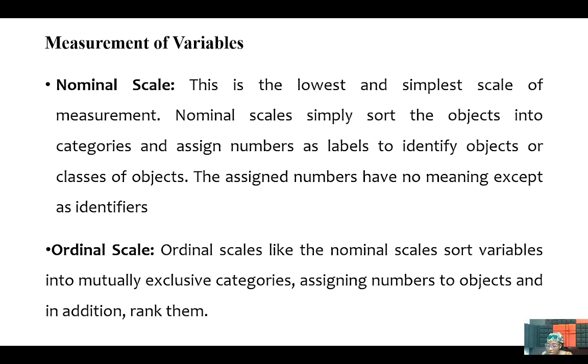The nominal scale is a qualitative form of measurement. That means it is categorical. For example, we could have three colors, let's say green, red, and blue. And then let's say we assign arbitrary numbers to them. Let's say the green is 1, the blue is 2, and the red is 3.